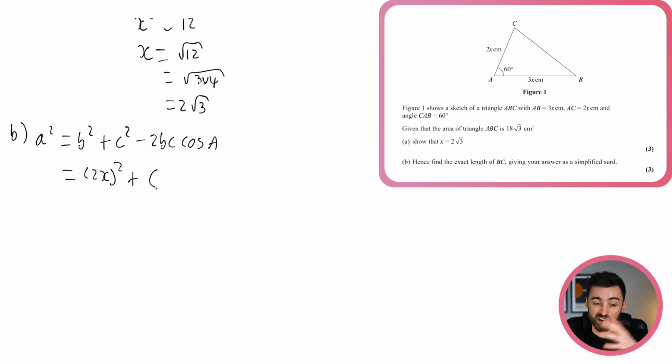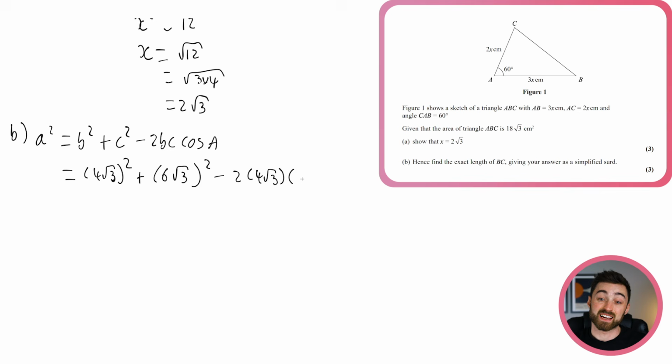plus, you know what, we know x now, don't we? So instead of doing another line, I'll just put it in here. 2x, if x is 2 root 3, is going to be 4 root 3. 3x, if x is 2 root 3, is going to be 6 root 3. Minus 2 times b times c. So b is the 4 root 3. Woo, what's kicking off here? 4 root 3 times the c, which is 6 root 3, times cos A, so cos 60.